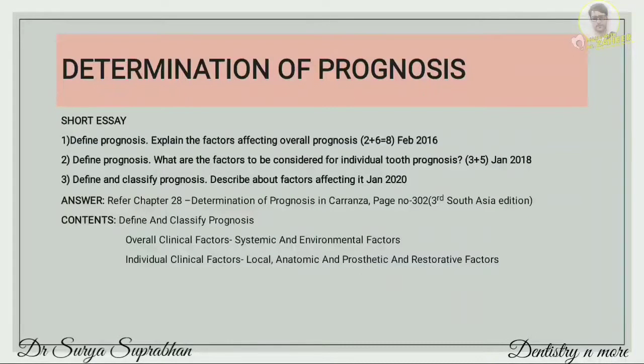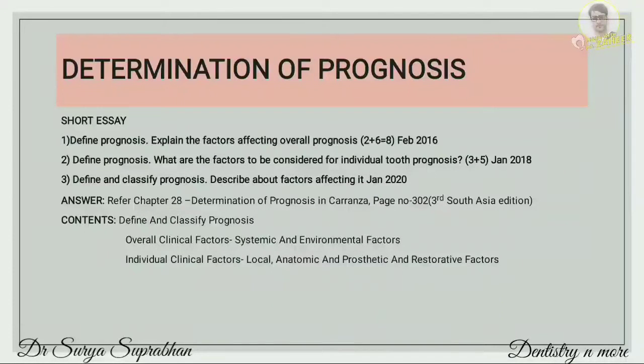For this question, you have to refer chapter 28, determination of prognosis in Carranza, page number 302. So the contents for all the answers I am telling all together. First you have to define what is prognosis, and then write the classification of the prognosis, that is excellent, good, hopeless, questionable, etc.